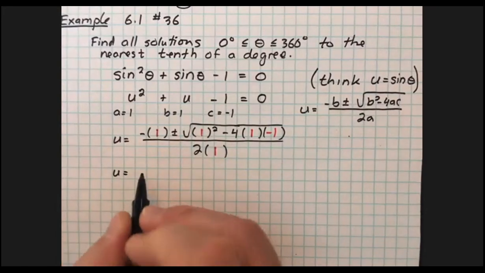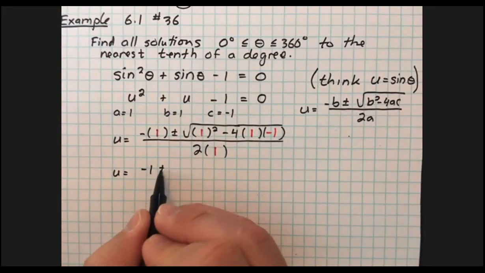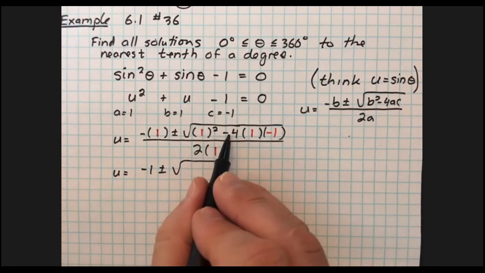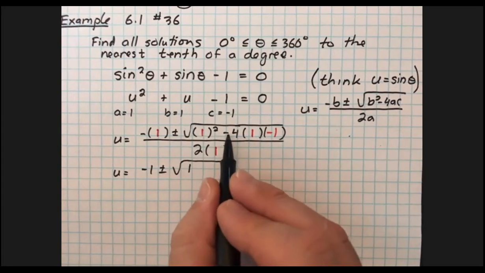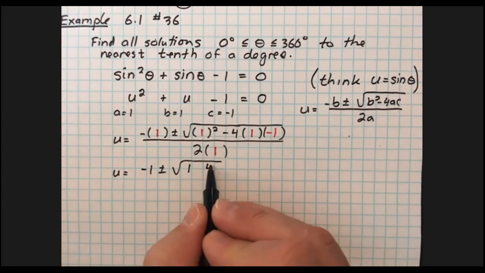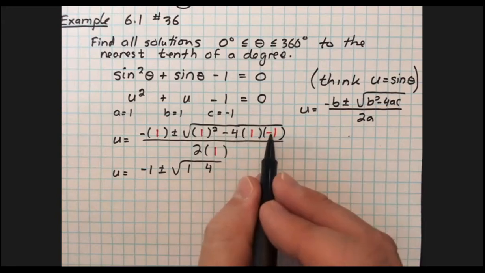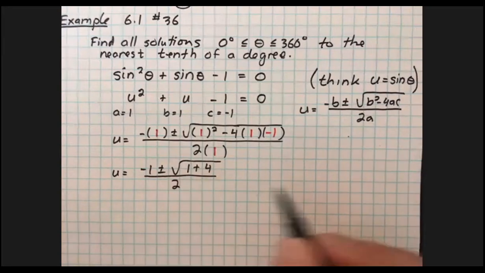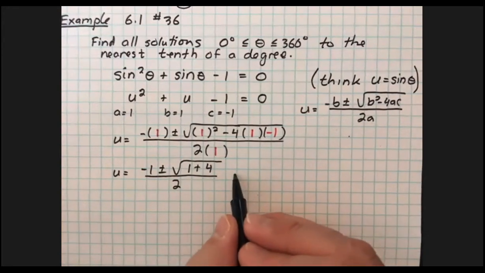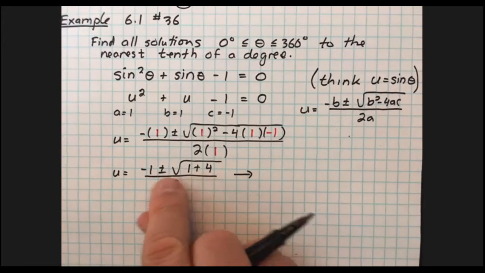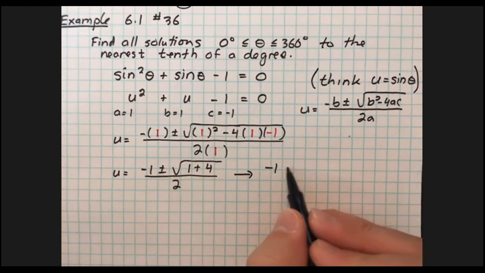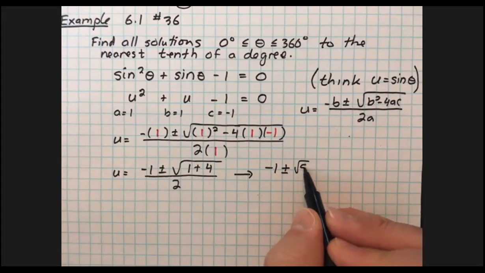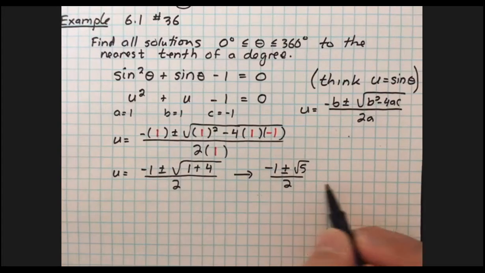Now let's clean this up. Negative 1 plus or minus 1. And 4 times 1 times 1 is 4. Notice this is a plus sign. Minus 4, 1, minus 1. This turns out to be plus 4, right? Over 2. And there's really nothing to clean up right here. Minus 1 plus or minus square root of 5 over 2.